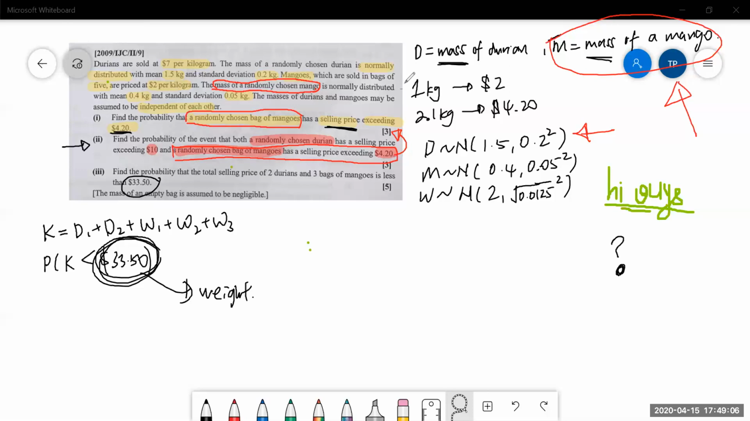Then you can find the individual mass of the durians. Then you just divide by 2. No, I have to find it collectively. I have to find $33.50. I need to find how many kg it is.